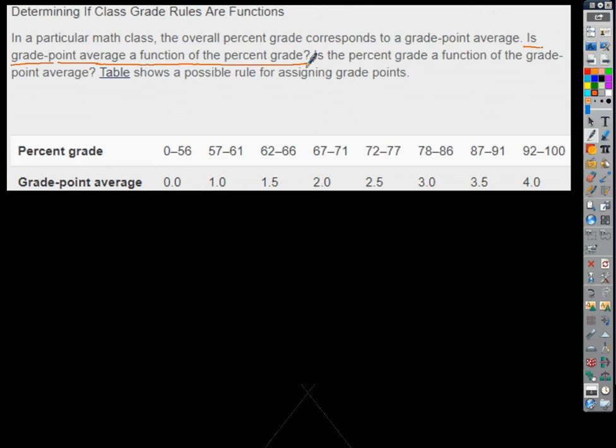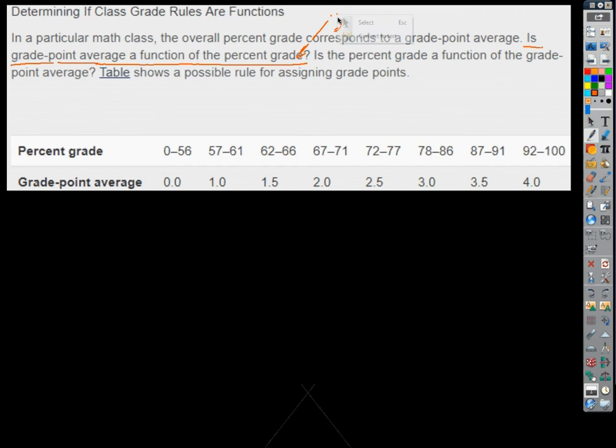So what do you think? What would be the input for the orange one? Is grade point average a function of percent grade? So percent grade is the input, and grade point average is the output. Does that work? You're right. It works, because if I input a percent grade, for example 75, there's only one output I get. It's 2.5. So the answer to that one is yes.